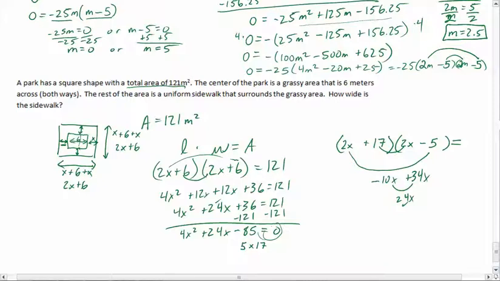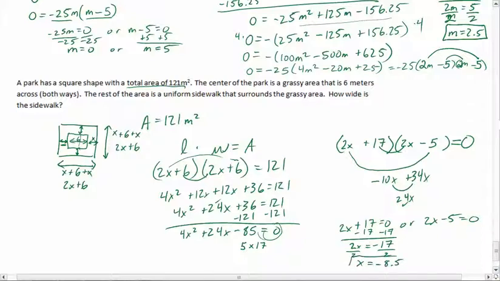You'll remember down here. And so now either 2x plus 17 equals 0 or 2x minus 5 equals 0. We'll subtract the 17. You can actually stop right here because you know that you can't end up with a negative length. I'll finish solving it just because, but really at this point, this answer doesn't really make sense because you can't have an x that's negative. That's the width of the sidewalk. And then the other one, we go plus 5.